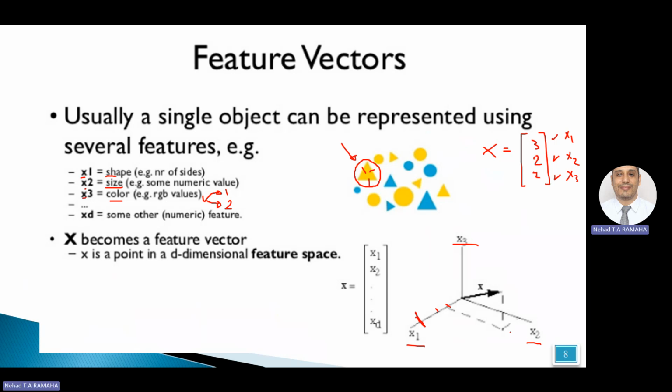X2 we have 2. So X2 we have 1, 2. So it will be here. Okay, we still have another dimension, which is X3, which is 2, for example, 1, 2. So it will be something like this. At the end, it will be in this area.